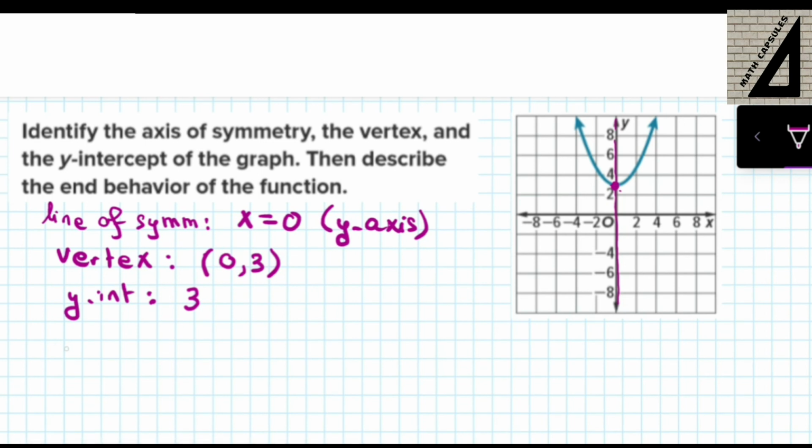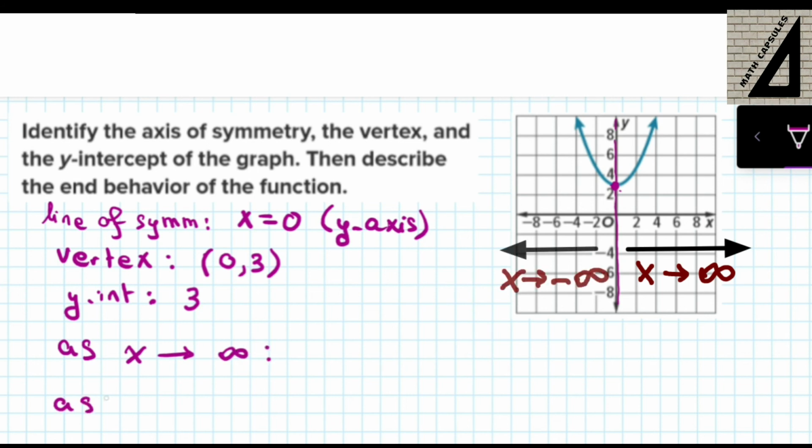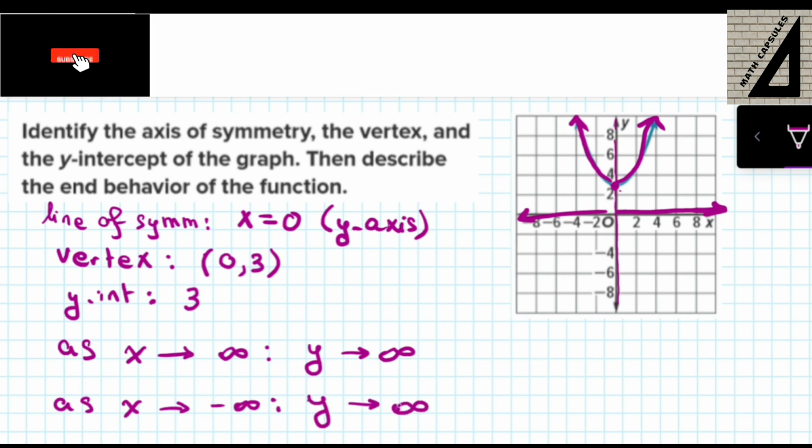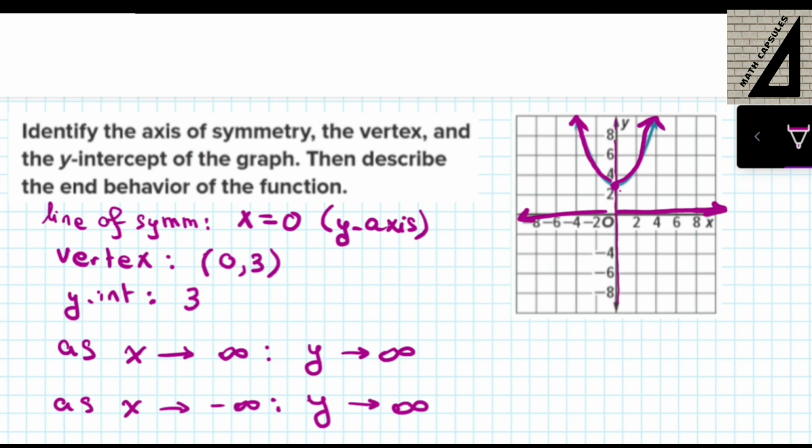Again, the end behavior, we describe it as x approaches infinity, what happens, and as x approaches -infinity, what happens. As x approaches infinity, what happens to the graph? It is moving upwards, so y approaches +infinity. And as x approaches -infinity, what happens to the graph? It also approaches +infinity because it's increasing on both ends of the graph.